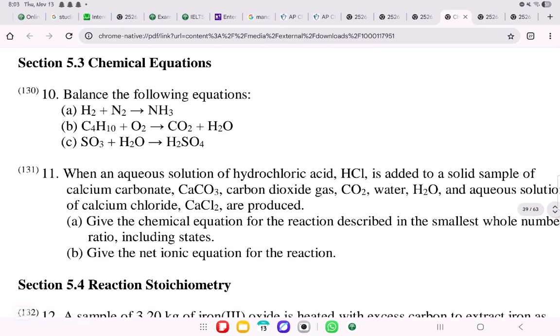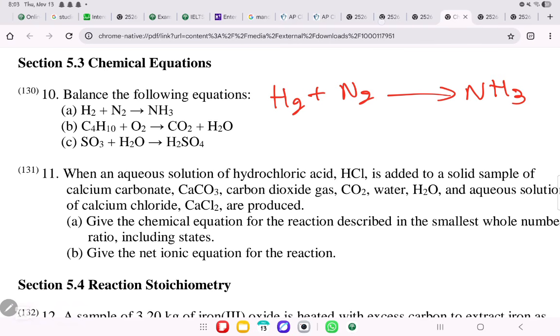We'll move on now to 5.3. Chemical equations. Balance the following equations. First of all, we start here. Let me just write it. H2 plus N2 gives me NH3. I write under it my hydrogen and my nitrogen.